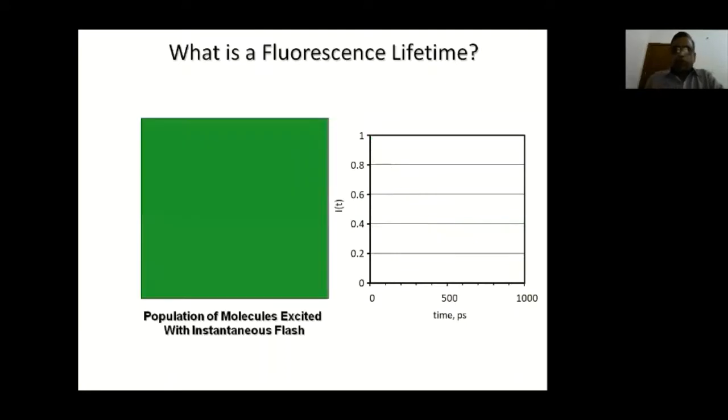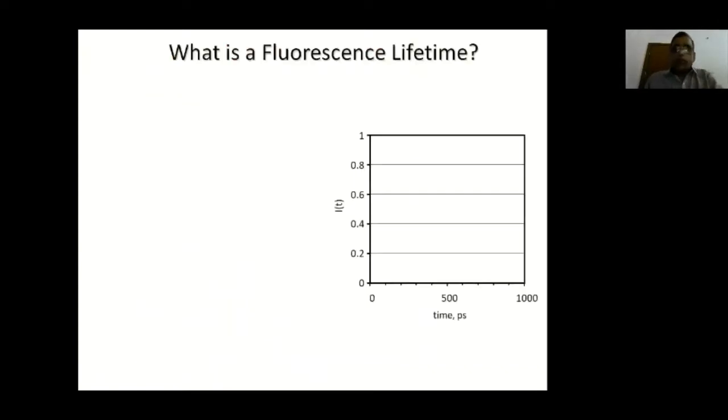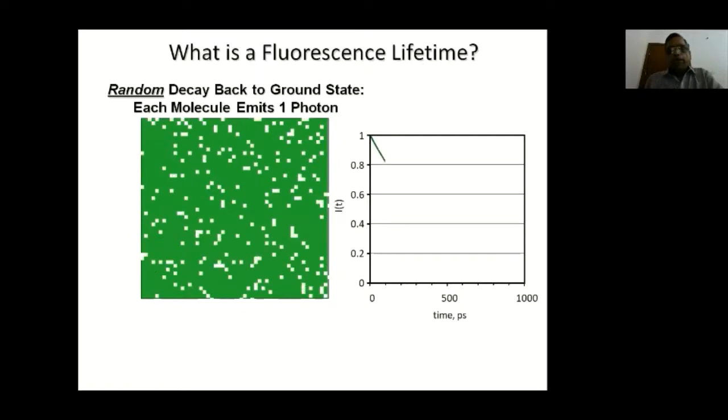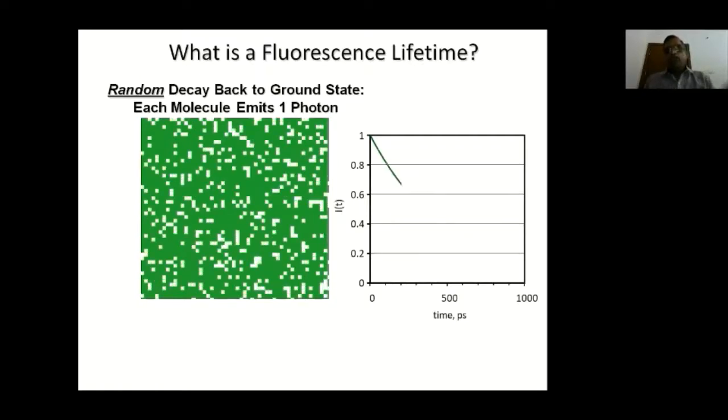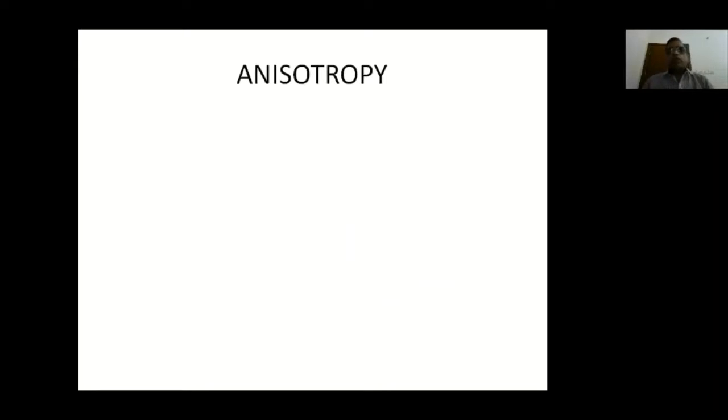Now, from the previous view graph, you got information on why it has to be the 1 over e value. This is what I have shown you here. Right, now if you can find the intensity decay with time, you can measure the lifetime. This is the basis. Now the last part that you have to look at is anisotropy.